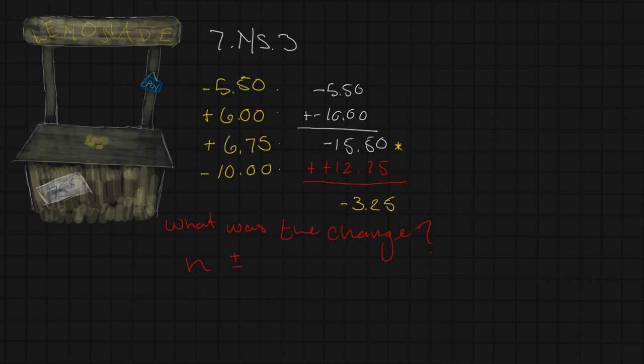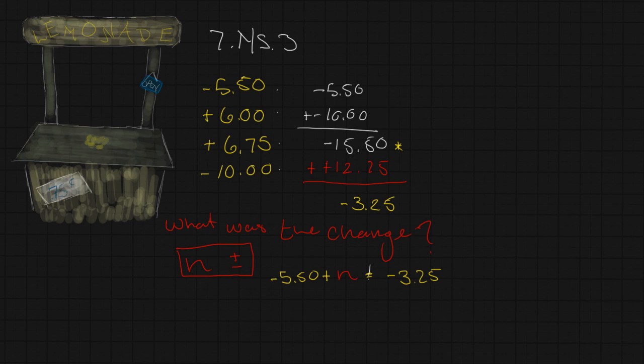So we're going to find this out by doing a little algebra. So I'm going to say I started with negative $5.50, and then something happened. I added some amount of money, some number. Now that could be money that I earned or money that I lost. Remember, the change could be positive or negative. And at the end of the day, after I added that number, I had negative $3.25.